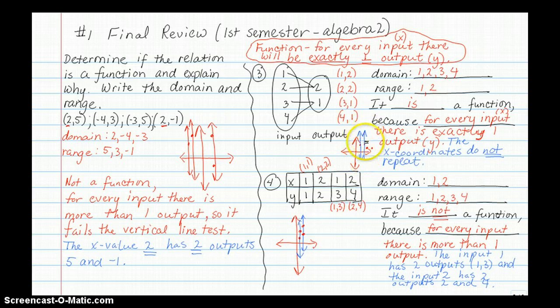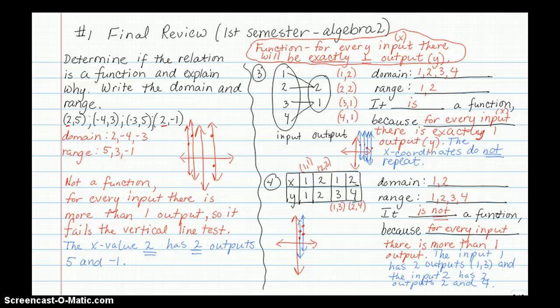And then when you go to 3, 1, and 4, 1, at 3, 1, there's only 1 point on that vertical line, and at 4, 1, there's still only 1 point. So for every input, there is exactly one output. For every x, there's one y. And another way you could look at it too is that the x coordinates never repeat. So 1, 2, 3, and 4. There's never a repeat or a duplication in the x coordinates.